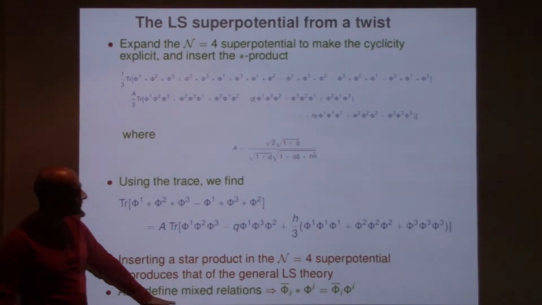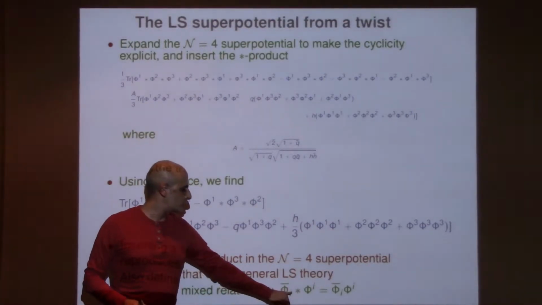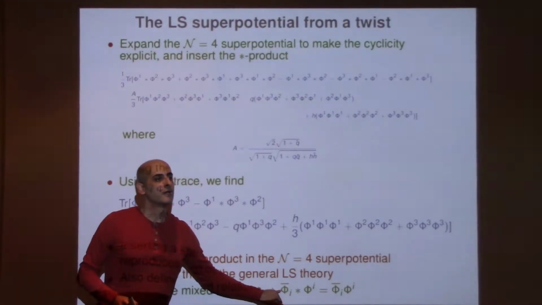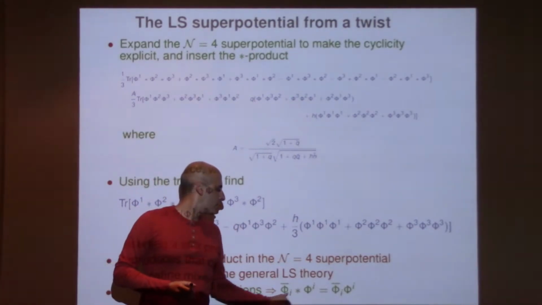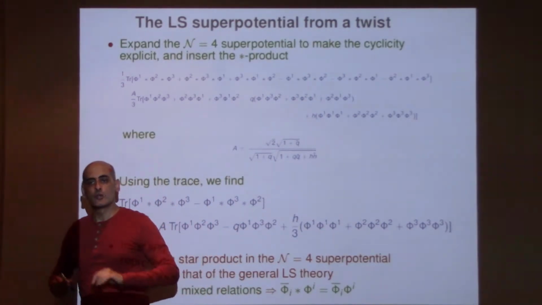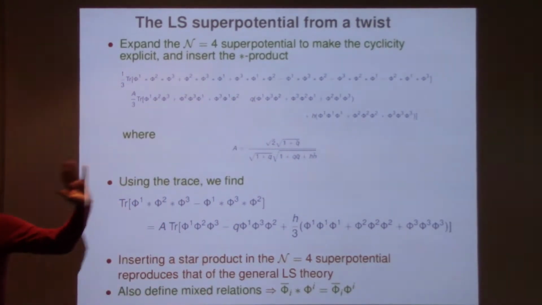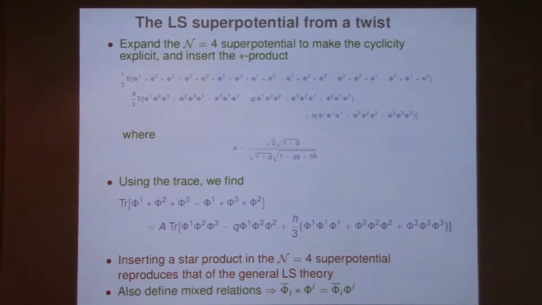You have to work much harder to also get some mixed relations because you need to put the star product also in the kinetic terms. It turns out that if you do it correctly, these are invariant. So this is really a superpotential deformation and not a more general deformation. You can think of more general ones, but we haven't really.